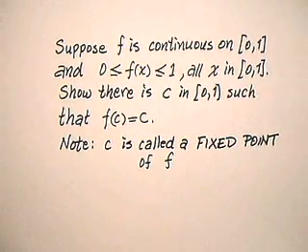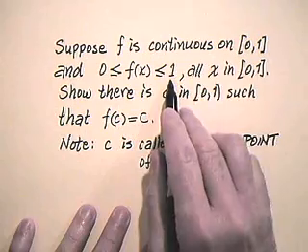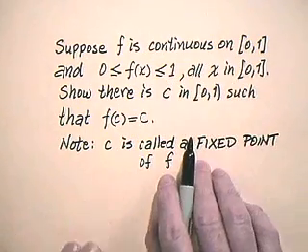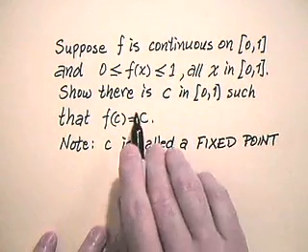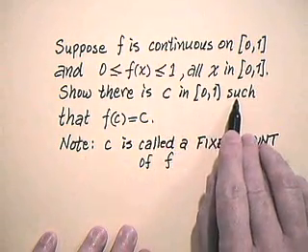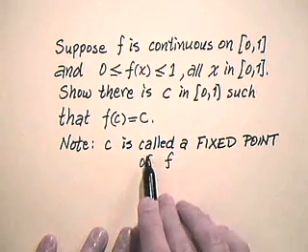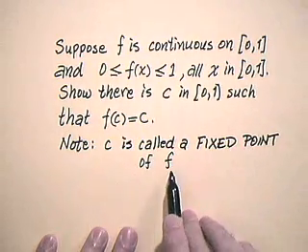Suppose f is continuous on the closed interval [0, 1], and 0 is less than or equal to f of x is less than or equal to 1 for all x in the closed interval [0, 1]. Show there is a point c in the closed interval [0, 1] such that f of c equals c. And note, this point c is called the fixed point of f.